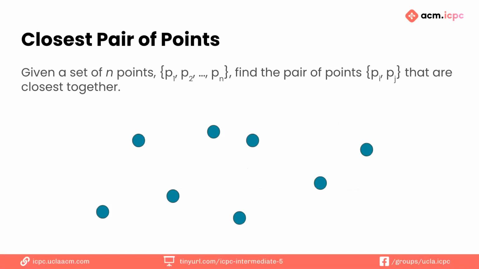Okay, so for this problem, essentially we're given n different points in a 2D coordinate plane, and then we want to find the pair of points that are closest together. So being closest together obviously means that their distance is the smallest. And so yeah, for this question, a few minutes to think about it and then see what you get.